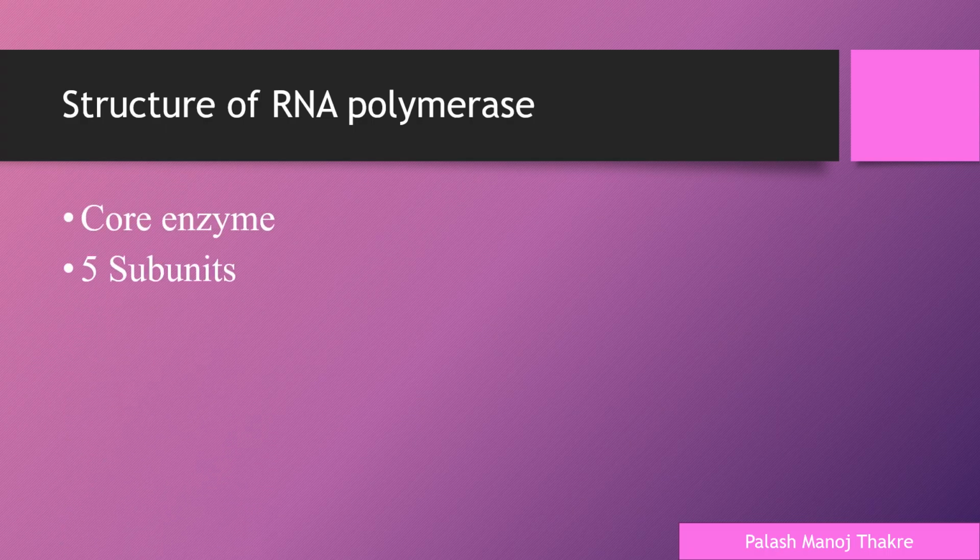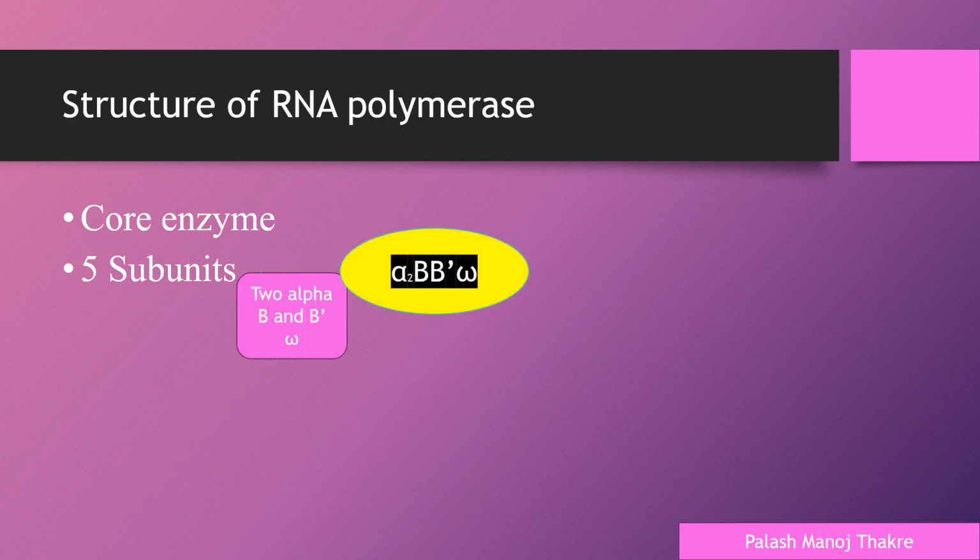The RNA polymerase is called the core enzyme. It is an enzyme made of 5 different types of subunits. These main 5 subunits are 2 alpha subunits, 1 beta subunit, beta dash subunit, and omega subunit. These 5 subunits form a particular core enzyme complex called alpha 2 beta beta dash omega complex, which is the actual transcription enzyme called RNA polymerase.